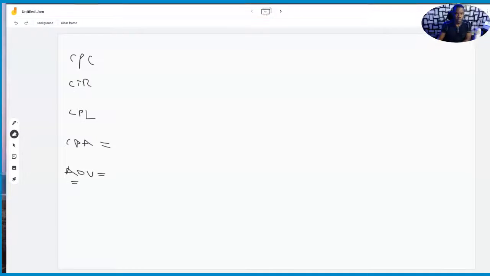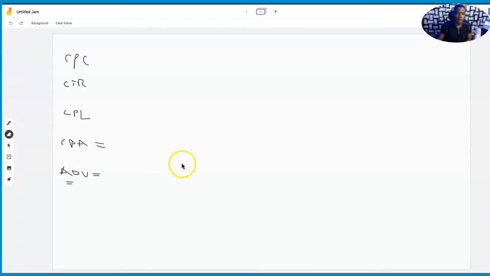Let's go. Okay, so we're here on my Google Jamboard. It's a pretty cool tool and it's free. Of course, you can use it if you do any kind of narration on the screen. Let me show you how I do this. Of course, I have my CPC, the cost per click, the CTR, the click-through rate, CPL, which is the cost per lead, the CPA, which is my cost per acquisition, and my AOV, which is my average order value.